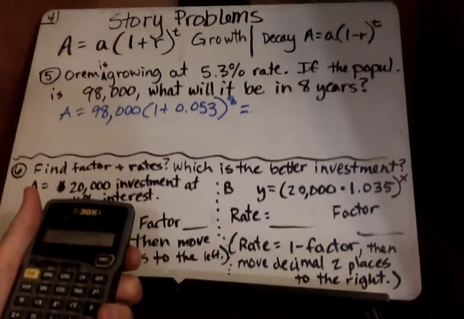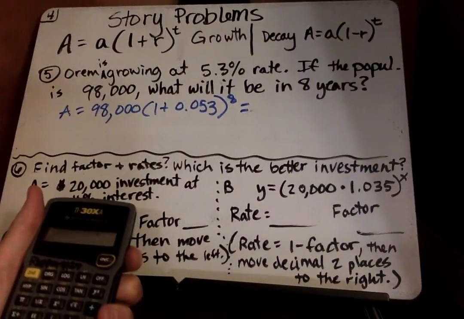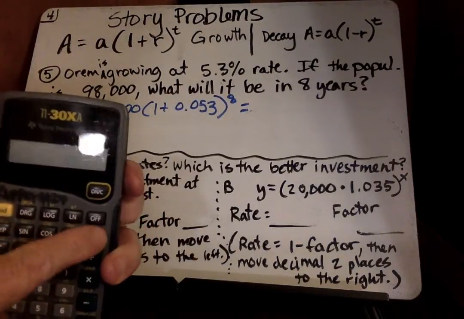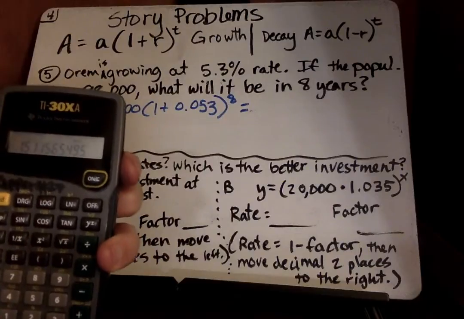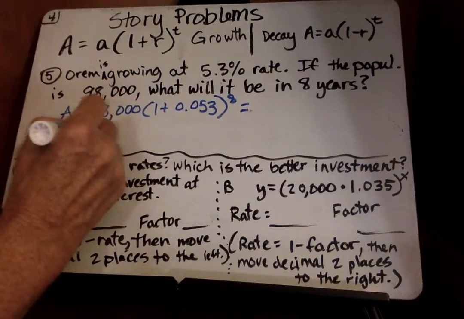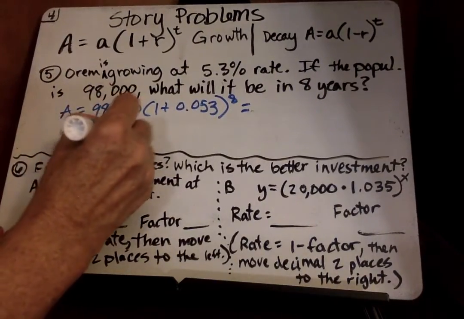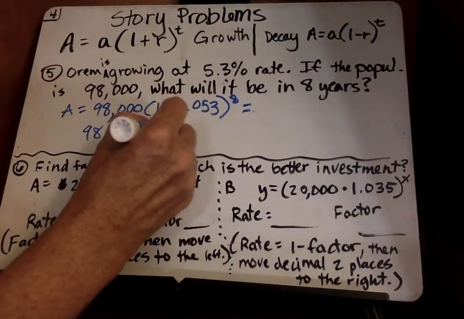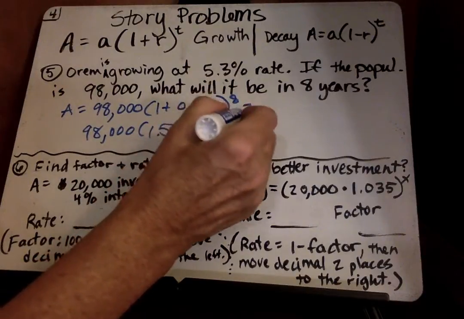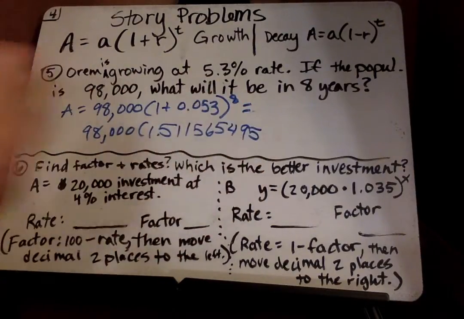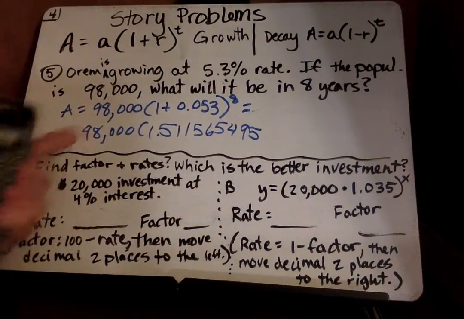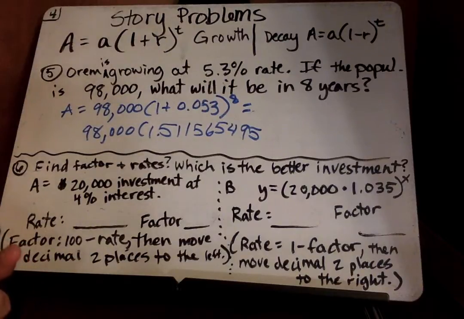So I'm going to add those two, which I know is 1.053. So I went ahead and added it in my head. Then I'm going to go y to the x, 8, equals, and it's a big old long ugly decimal. Maybe I should write that down. 1.511565495. Okay, I'm going to keep that big old long decimal in there and just multiply it by my initial amount. So times 98,000.